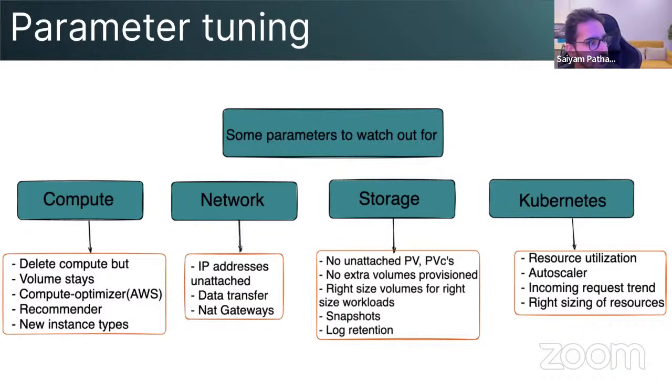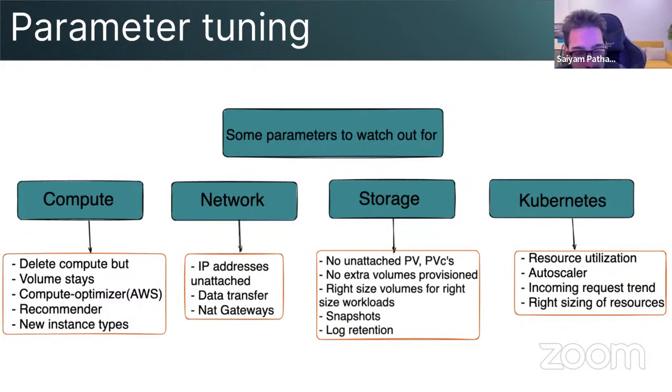Then try to use the recommenders, and try to use new instance types. For the network as well, make sure you remove the unattached network, and watch for data transfer charges and NAT gateway charges. In storage, make sure you don't have any unattached PVs which you don't need. Don't provision extra volumes, and do the right sizing of the workloads. Make sure to have the log retention right, because that can lead to very heavy charges once logs keep on getting built and built over a period of time.